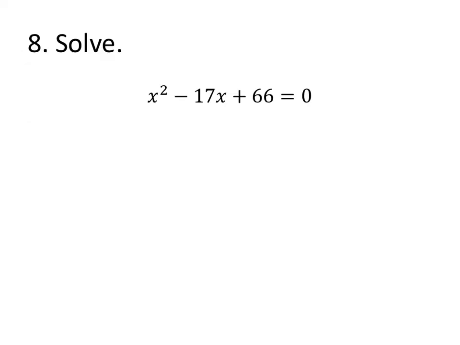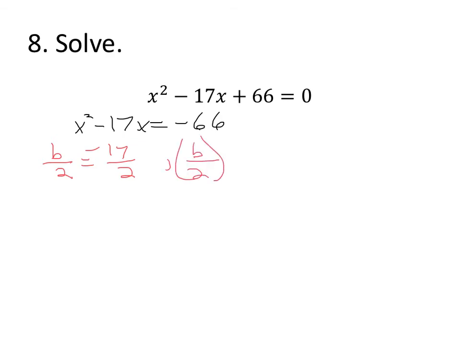This problem asks us to solve for x, and we can either use the square root property or the quadratic formula. I'm going to use the square root property, so we need to get the x terms on one side of the equation, and that means to subtract 66 from both sides. And then we need to decide what b over 2 is. We'll just call it negative 17 over 2, and b over 2 squared. We'll give the negative sign to the 17.